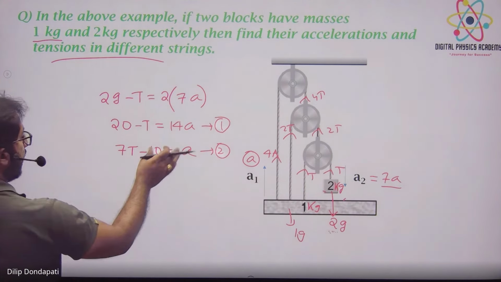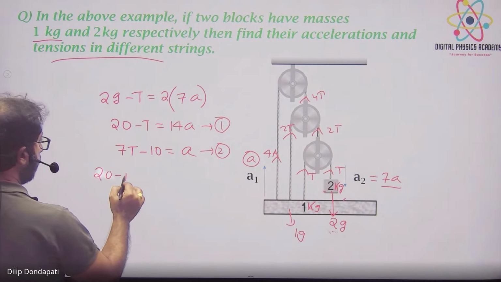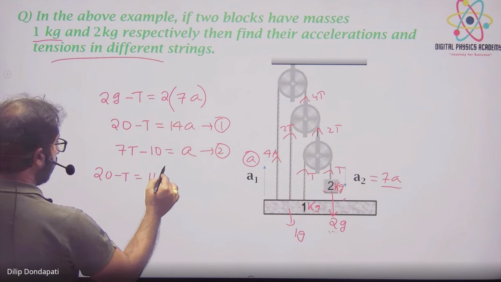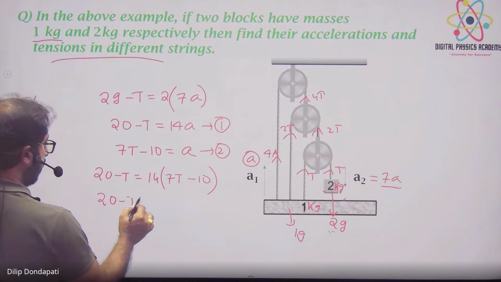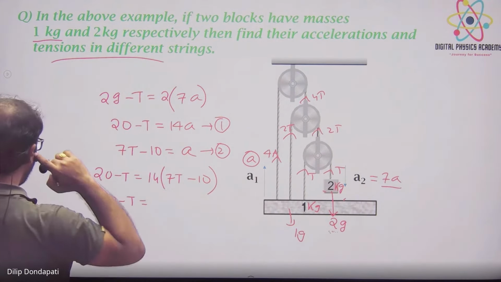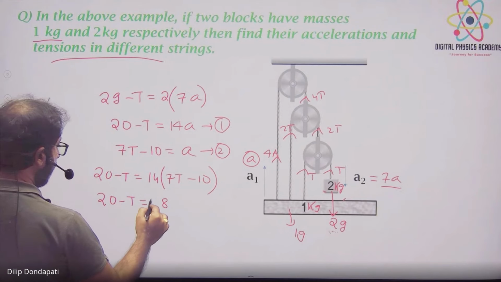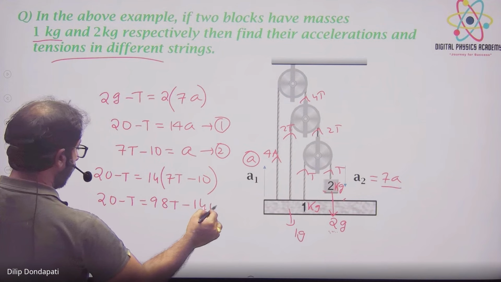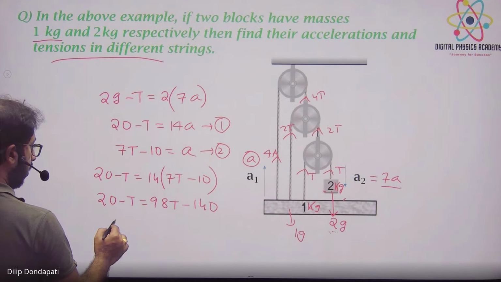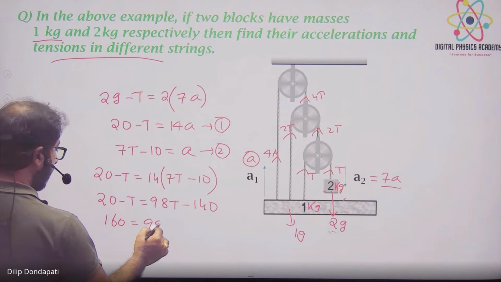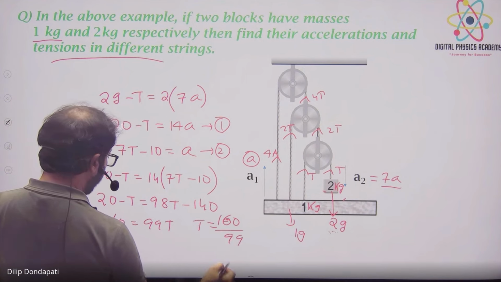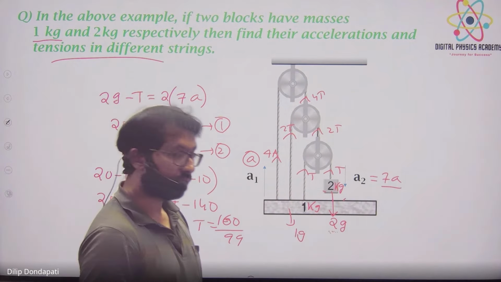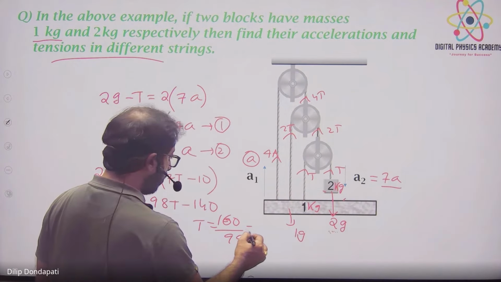Substitute the value of a. So 20 minus T is equal to 14 times (7T minus 10). So 20 minus T is equal to 98T minus 140. So 140 plus 20 is 160, equal to 99T. So T is equal to 160 by 99, which is approximately 1.62.